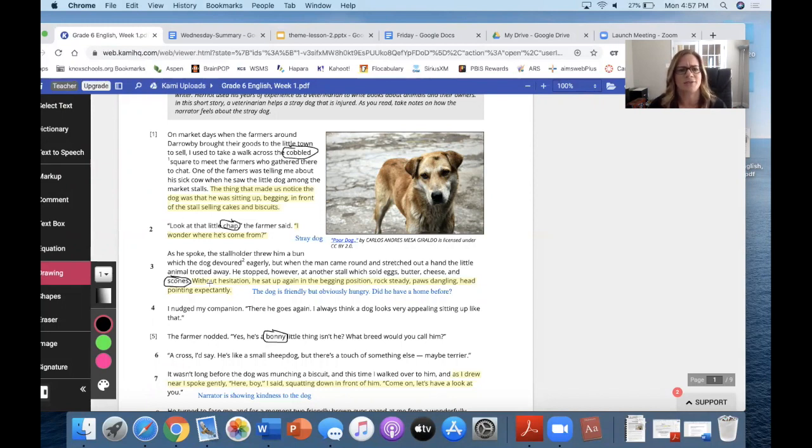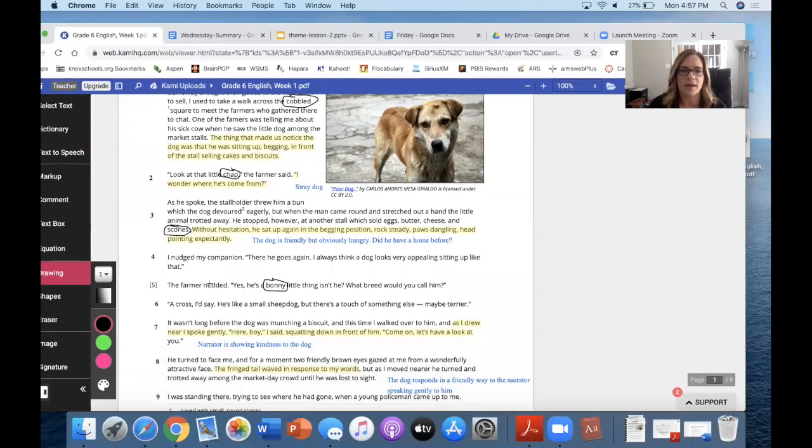Look at that little chap, the farmer said. I wonder where he comes from. As he spoke, the stall holder threw him a bun, which the dog devoured eagerly. But when the man came around the corner and stretched out a hand, the little animal trotted away. He stopped, however, at another stall which sold eggs, butter, cheese, and scones. Without hesitation, he sat up again in the begging position, rock steady, paws dangling, head pointing expectantly. I nudged my companion. There he goes again. I always think a dog looks very appealing sitting up like that.